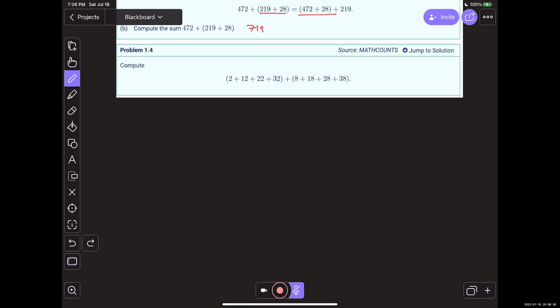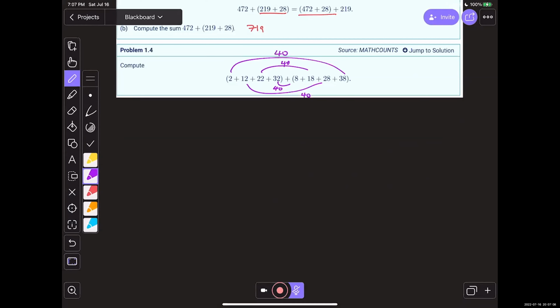We can take the 2 at the very beginning and add it to the 38 at the very end. That makes 40. And then we can do 12 plus 28, which is also 40. And then we can do 22 plus 18, which is also 40. And then 32 plus 8 is also 40. So that's just 40 added 4 times, right? So what's that equal to?